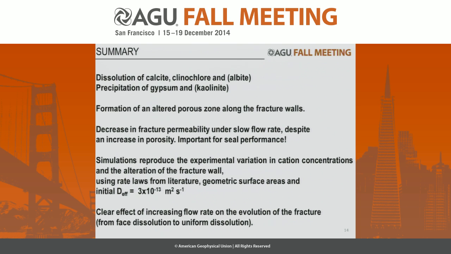So the main processes that occur are the dissolution of calcite, clinochlore and albite, precipitation of gypsum and clinochlore, and formation of unaltered porous zones. The main observation was a decrease in fracture permeability under slow flow rate despite an increase in porosity. That is important for CO2 performance. So this is the simulation using the rate law from the literature, geometric surface area, and the initial effective diffusion coefficient, and a clear effect of increasing the flow rate on the evolution of the fracture from face dissolution to uniform dissolution.